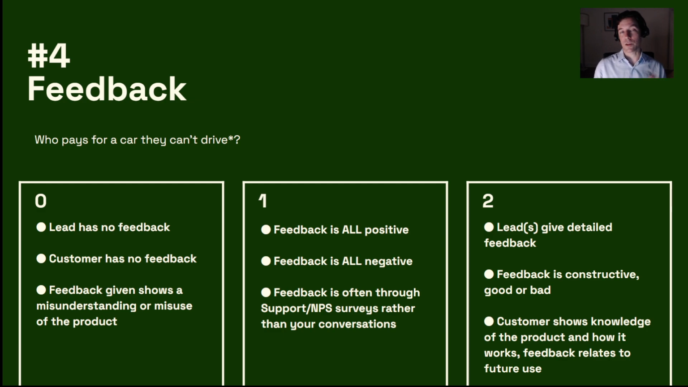Feedback is constructive, good or bad. If they say, hey, this feature sucks, I would like it to do this, instead of just this sucks. Customer shows knowledge of the product and how it works. Feedback relates to future use, not just how they're using it now, but if they say, hey, this is what we want to see, this is what we look forward to using, this is what we'd like to go to next. That's really good. That implies a continued long-term relationship with you that they want to continue developing because they trust you, they trust the product, they trust the company. That's a really good one. It's one of the best points on this entire scale.